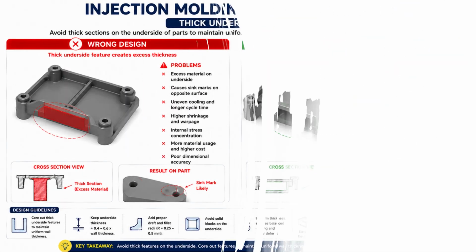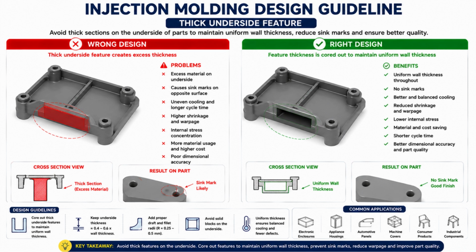13. Thick underside feature. Don't hide thick sections underneath. A thick underside feature increases cooling time and creates sink marks on the opposite surface. Core out the feature to keep wall thickness uniform. So, balanced thickness means better quality.